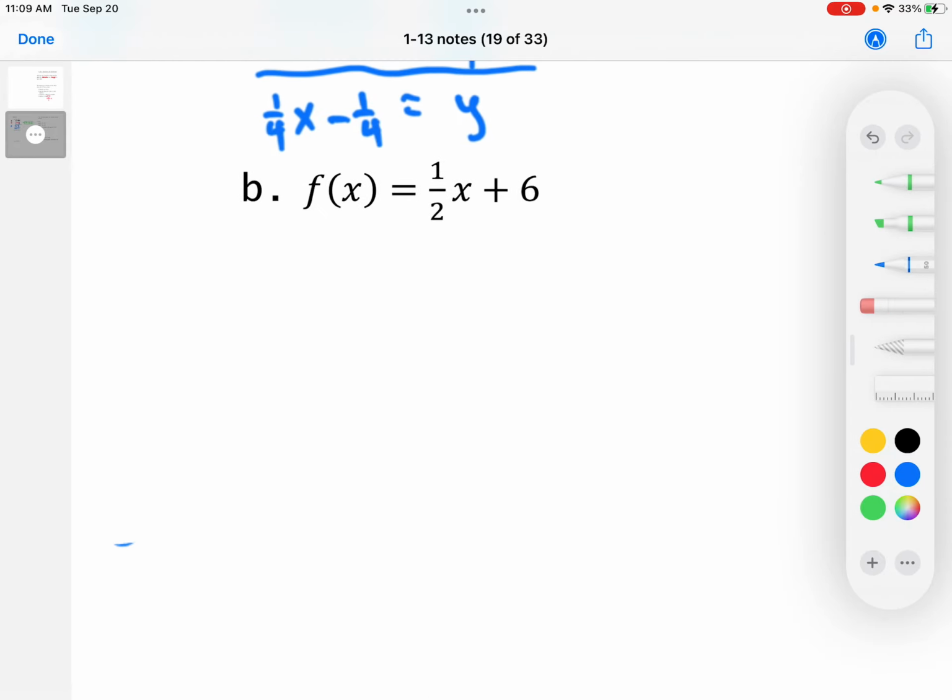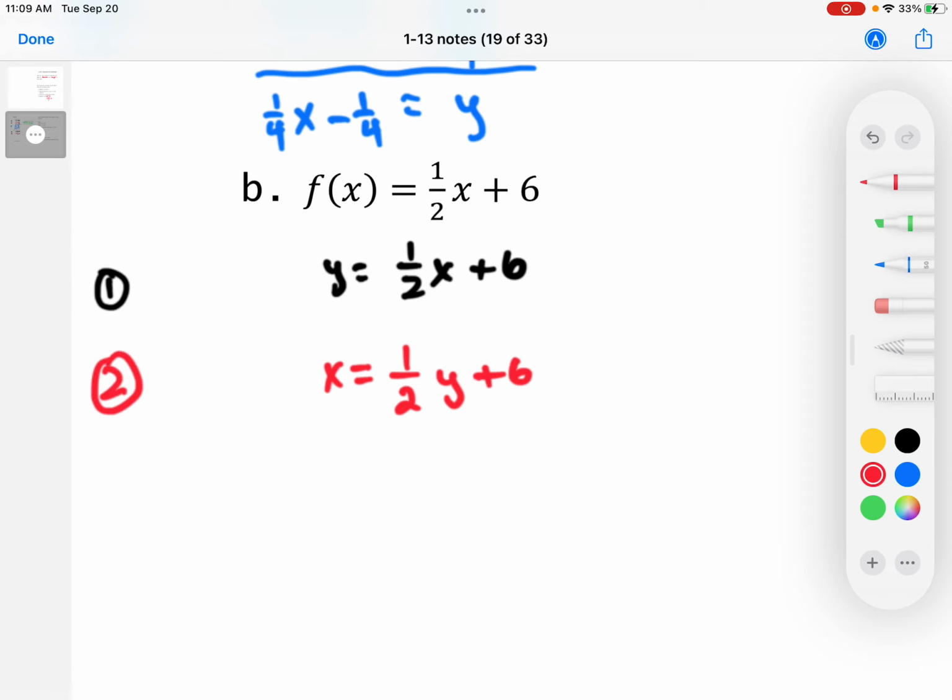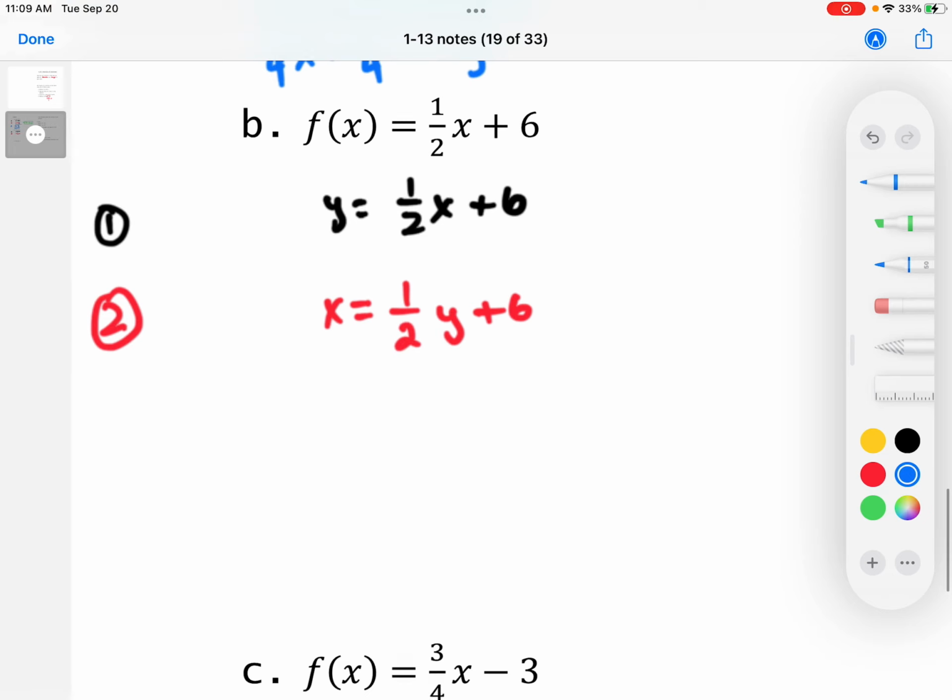Okay, here on B, we start with 1/2 x plus 6. Well, step number 1 is to always rewrite that as a y equals. Step number 2 is to rewrite that with x and y trading places. Instead of y equals 1/2 x, we go x equals 1/2 y plus 6. That's step number 2. Step number 3 is where all the work gets done. Okay, we need this y to be by itself, so I'm going to subtract 6 first. That goes away. Remember, you can't combine x and -6. They're not like terms.